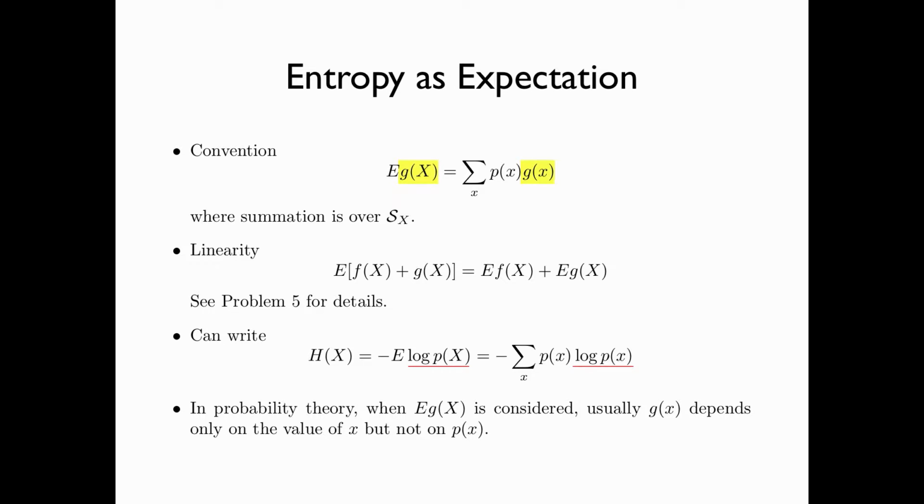In probability theory, when the expectation of g(X) for a random variable is considered, usually g(X) depends only on the value of X but not on the probability of X. In information theory, this is not the case.